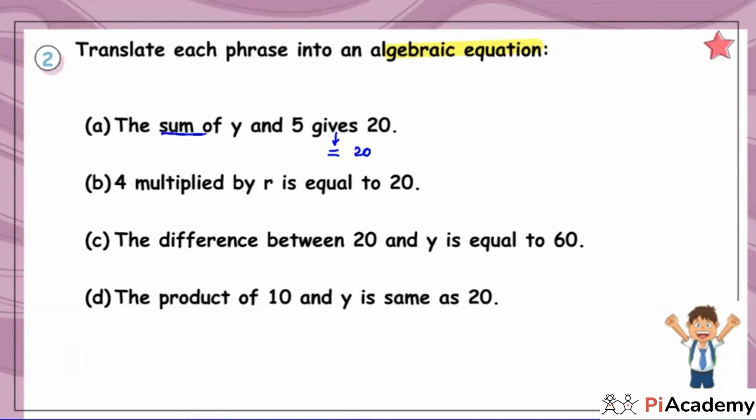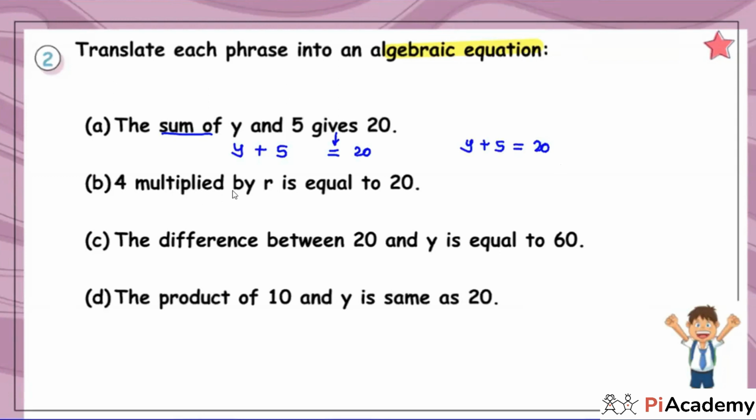Now, sum of means there should be two numbers, right? If they are talking about sum of, then y and 5 you are finding here. So y plus 5 equals 20. Getting this one? This way you can make the equation. No one is asking us to solve this, so it's fine.